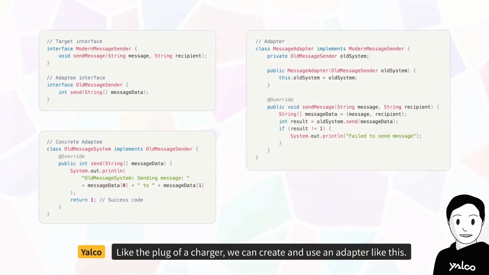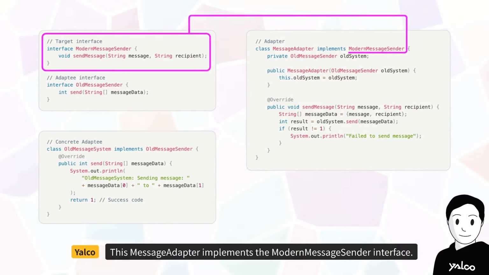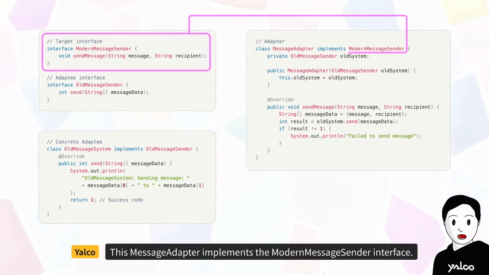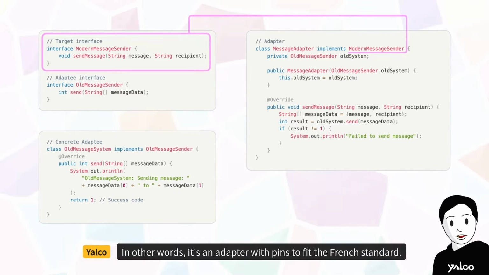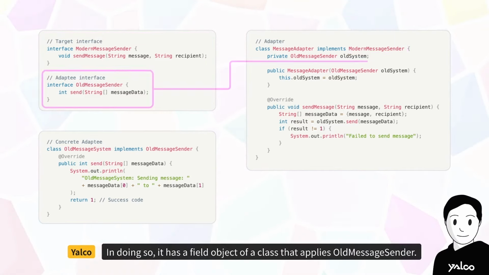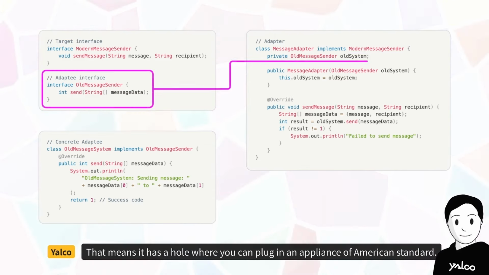Like the plug of a charger, we can create and use an adapter like this. This message adapter implements the modern message sender interface. In other words, it's an adapter with pins to fit the French standard. In doing so, it has a field object of a class that applies old message sender. That means it has a hole where you can plug in an appliance of American standard.